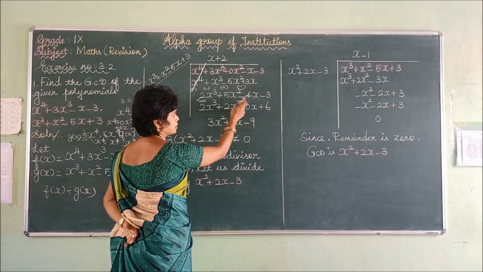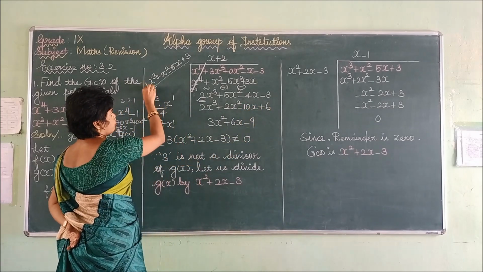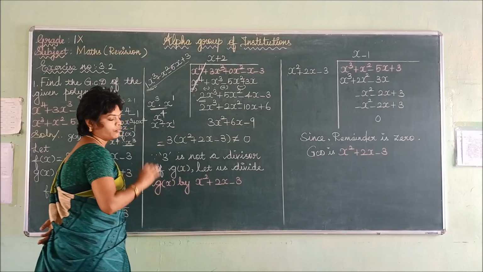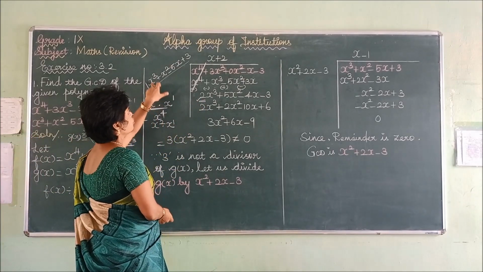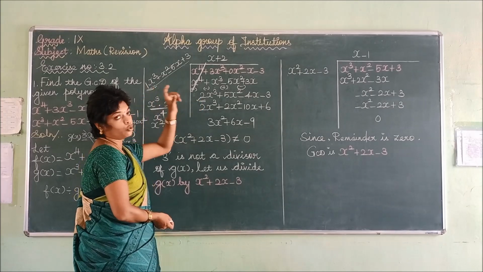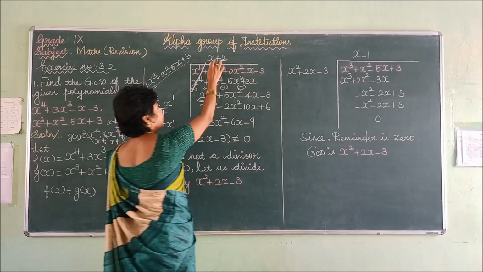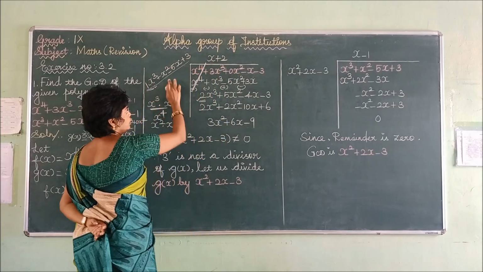2x cube plus 5x square minus 4x minus 3. So check the coefficient. Here the coefficient is 1, here the coefficient is 2. So we can divide once. So when this x cube changes into 2x cube, if you multiply the term with 2 only, you will get the result. So you put plus 2 here.